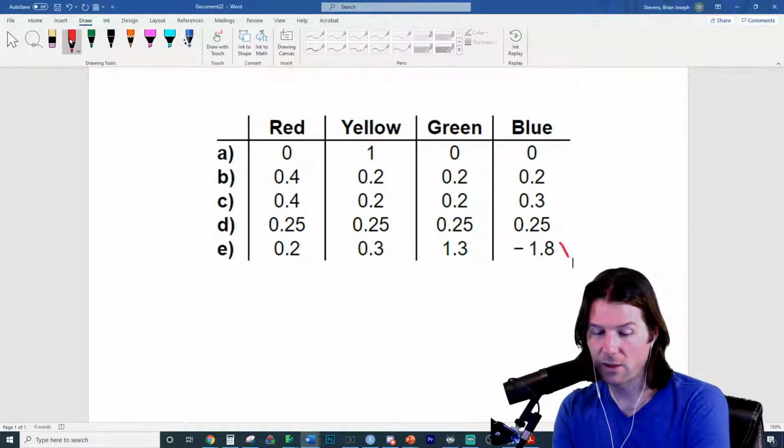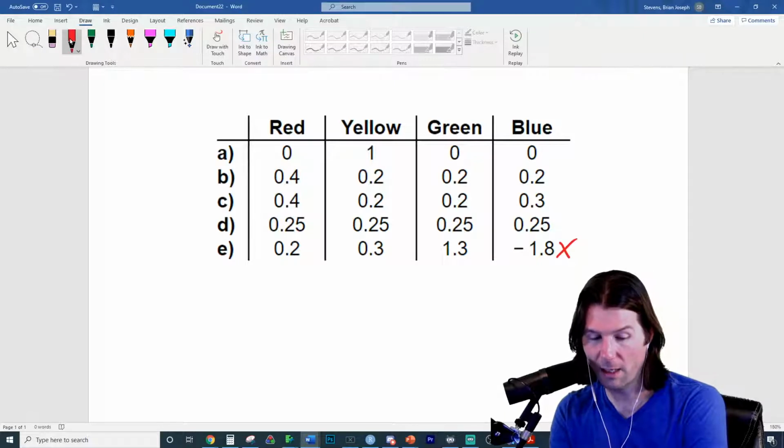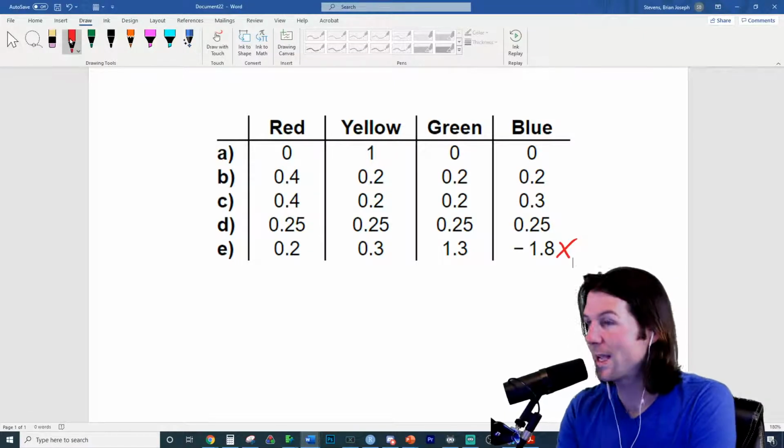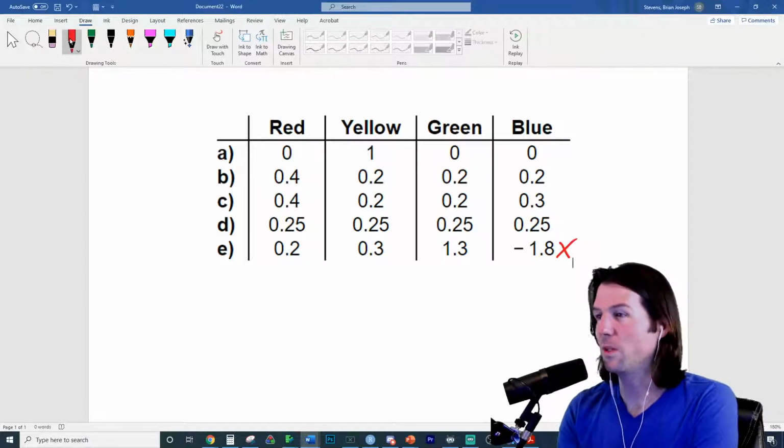Between 0 and 1, exactly. So these can't be probabilities. Like that can't be a probability. What is the second rule of probabilities? That the sum of all probabilities is equal to what? And that's the second rule.